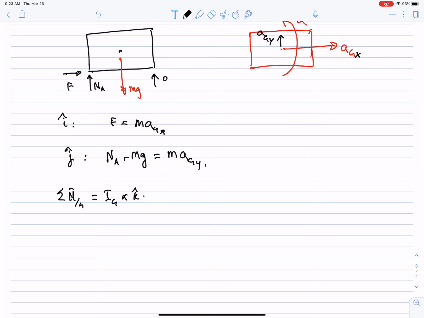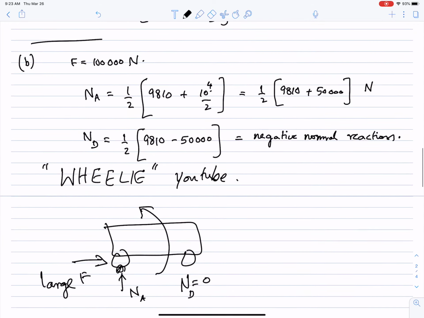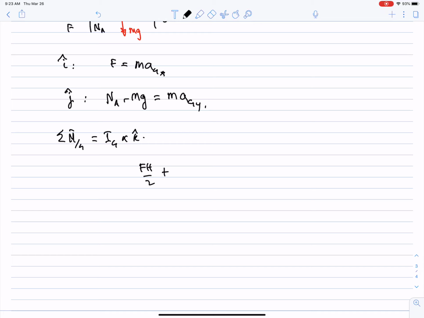exactly the same as before. Let's actually look at what the moments are: Fh by 2, NDw by 2, NAw by 2. Fh by 2 plus NDw by 2, which is 0 because that's what we assumed, NAw by 2 equals IG alpha. Okay.